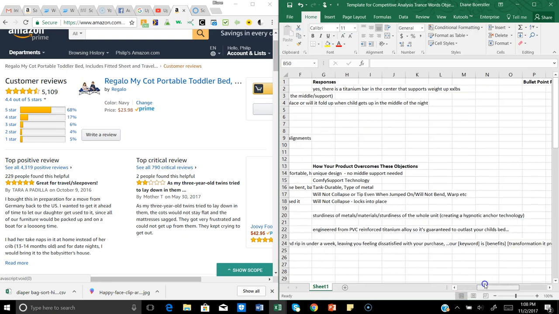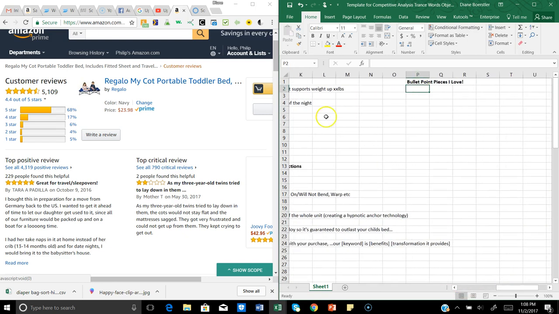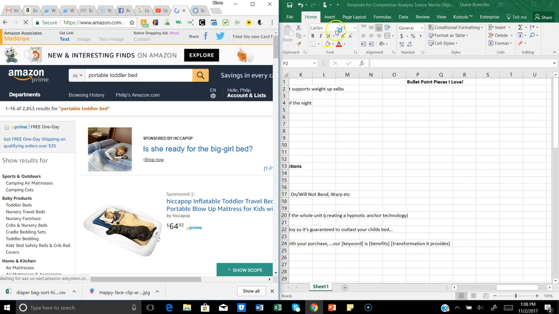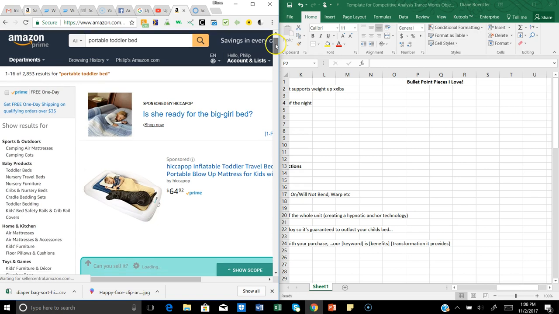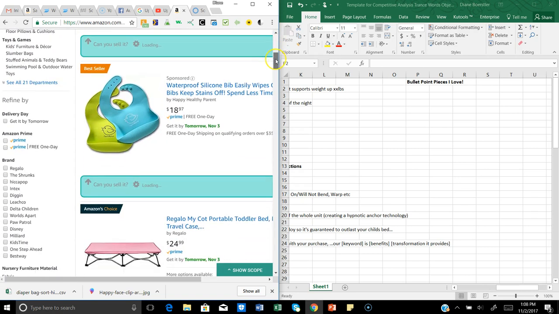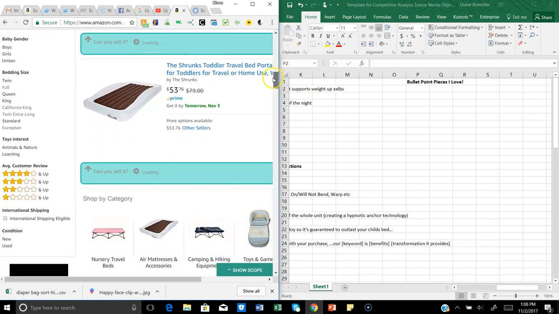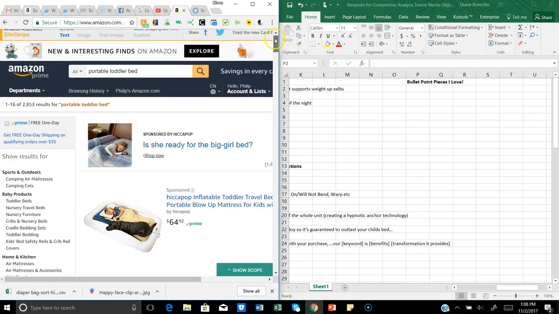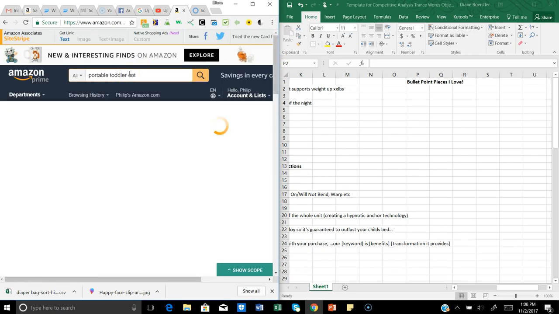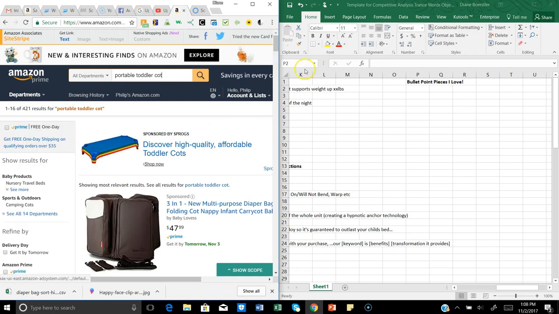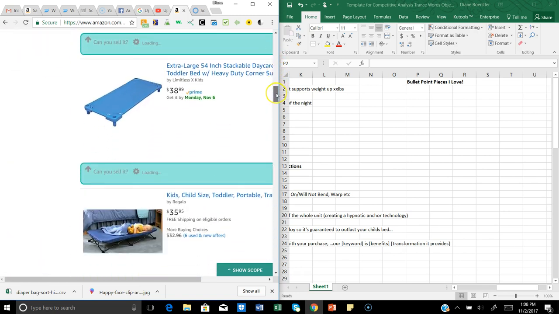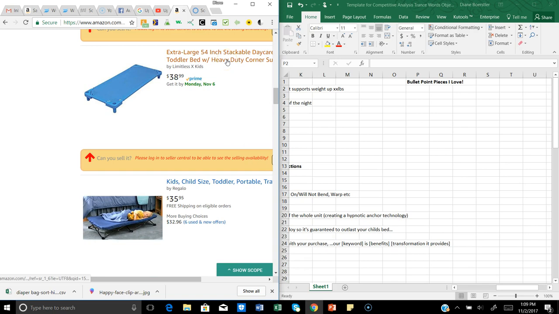So, sorry, I'm trying to take up here. Bullet point pieces I love. Let's go find another one. So this is a portable toddler bed, right? Let's see. There's Regalo again. Let's see if these guys have, and that's a really fun one because that's a portable toddler bed, but we need to look for a portable toddler cot. Okay. Regalo. Let's go see how these guys are doing.